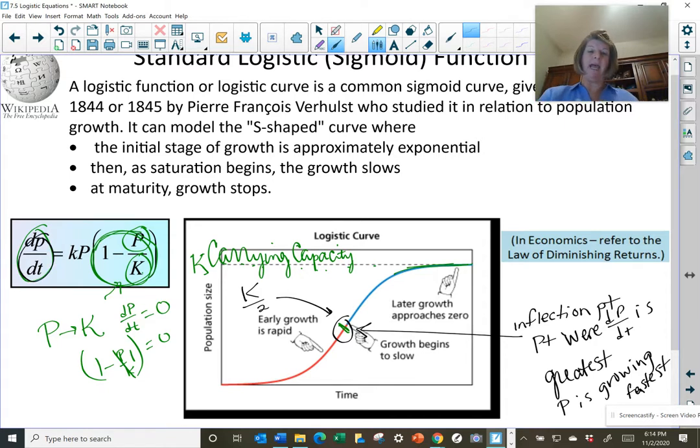Is it possible to have a dP/dt that's negative? Yes, because it is possible that I could have a population that's starting above carrying capacity, and then it's going to come down into carrying capacity because the environment can't sustain that population, like a lake. A lake gets overpopulated in fish, and you'll have fish start dying off.